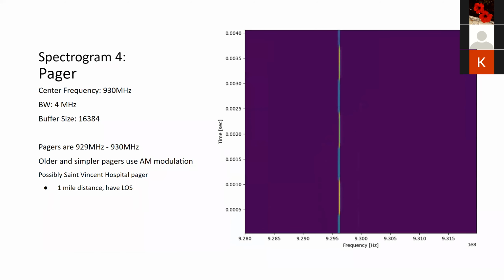The next signal we looked at was a pager. These are between 929 and 930 megahertz. Older pagers use amplitude modulation, so we believe that is in fact what we have right here. As you can see, there are well-defined chunks of a high-powered, yellow signal and then a slightly darker, less powered blue chunk of signal. We believe this was from St. Vincent Hospital, but we're not 100% sure.